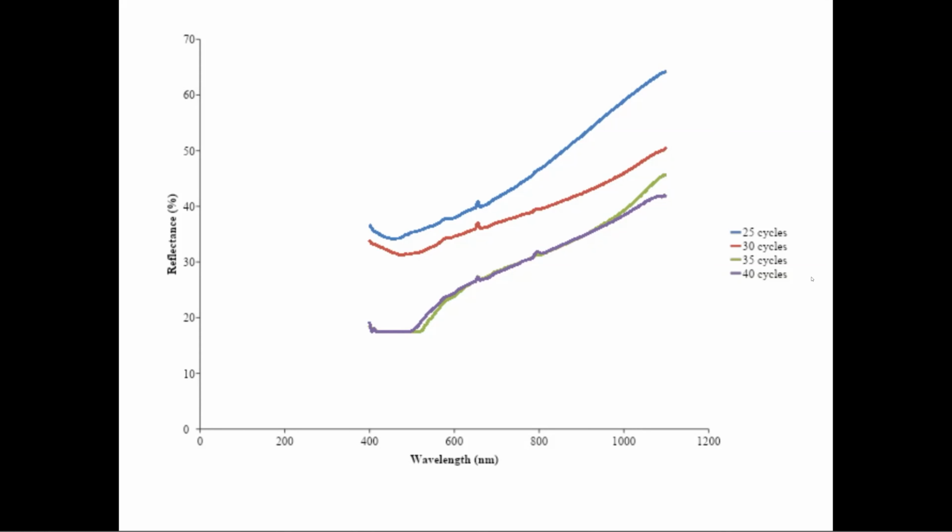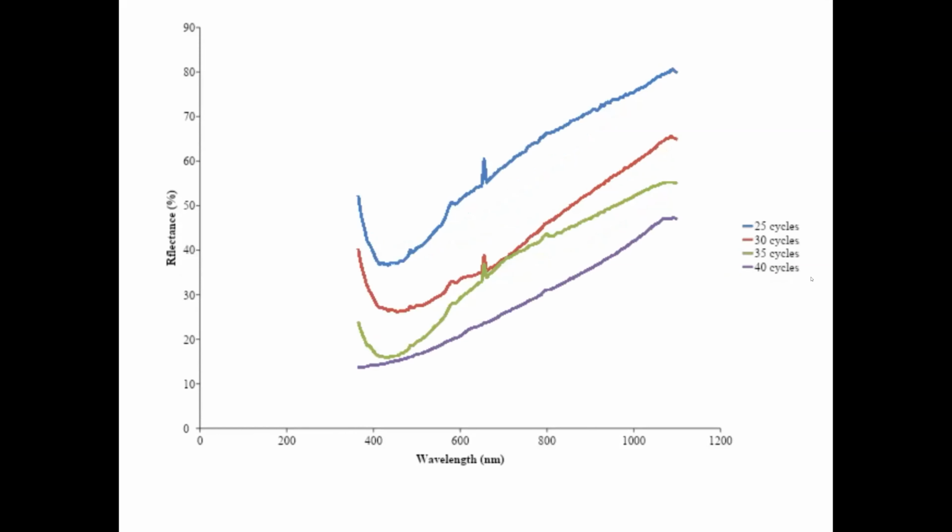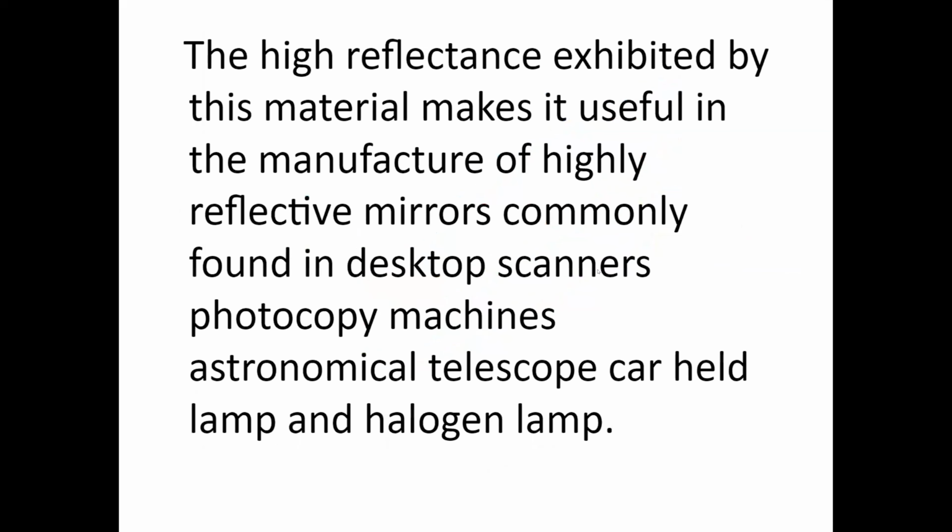Thank you. Let's see the implication of this, the application. Go to the next slide, please. The higher reflectance exhibited by this material makes it useful in the manufacture of highly reflecting mirrors commonly found in desktops. And if you read the literature, you can see there are other applications of those films deposited with ammonia as a complexing agent and with sodium hydroxide as a complexing agent.